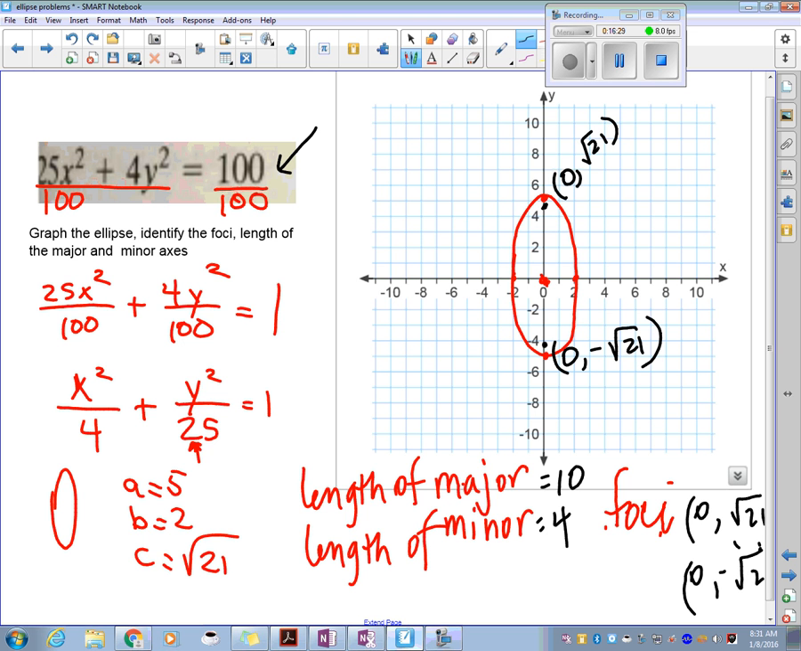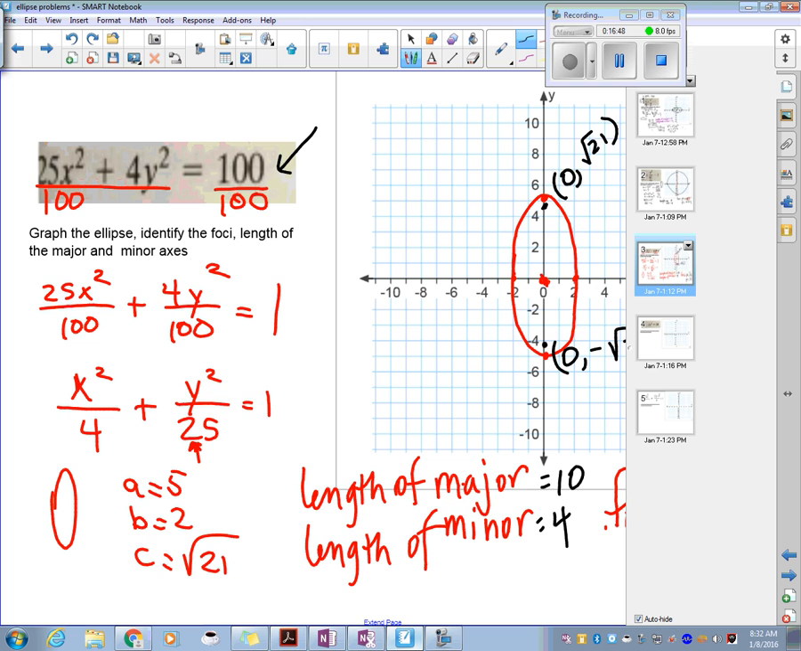Now, there will be some questions where you have to complete the square to find the center. So let's see if we can do that like we did before. You don't like doing that? No, I like doing that. It's a bit of work. Okay, so let's try this one.